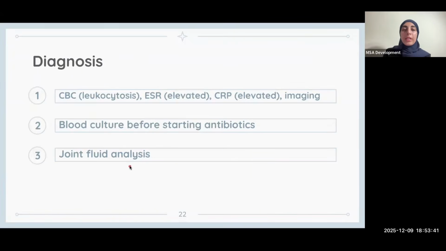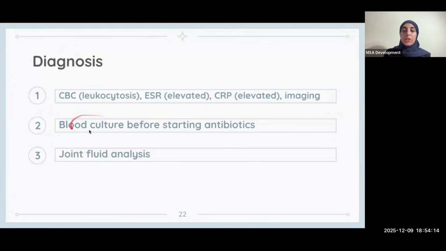For diagnosing septic arthritis, you have some non-specific tests, which are CBC, ESR, CRP, imaging. These are all non-specific. They just tell you that you have an inflammation, but you don't exactly know what kind of inflammation it is. So you do two things. You do blood culture and you do joint fluid analysis. And you do both of these before you start antibiotics. Because if you give antibiotics, you're going to kill the bacteria, and your blood culture or your joint fluid analysis can be falsely negative. So you want to take those samples and then start antibiotics straight away.